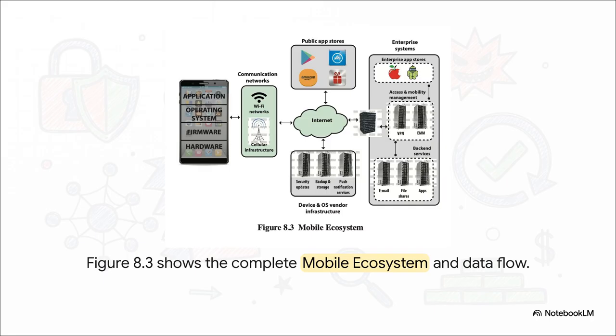Now that device connects out through communication networks. This could be public Wi-Fi or the cellular infrastructure. From there, the traffic goes across the internet. In the middle, you see the services it's connecting to. You've got public app stores from Google and Apple, and the device and OS vendor infrastructure for things like software updates and cloud backups. Finally, over on the far right, we have the enterprise systems.